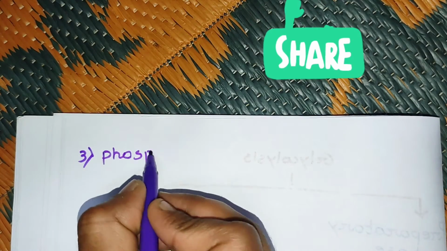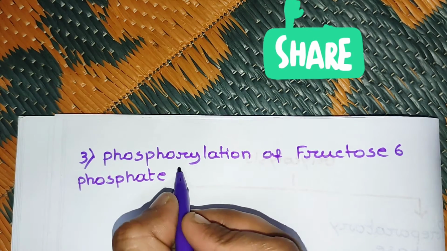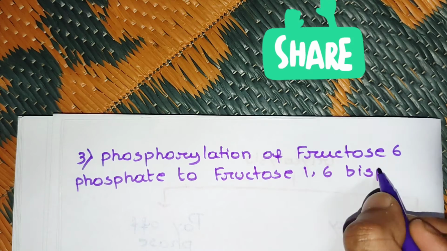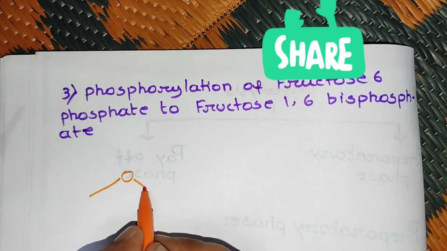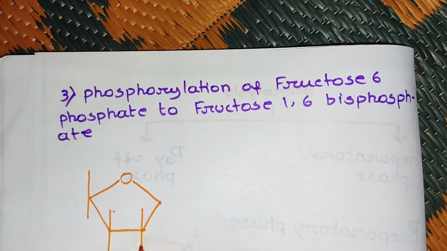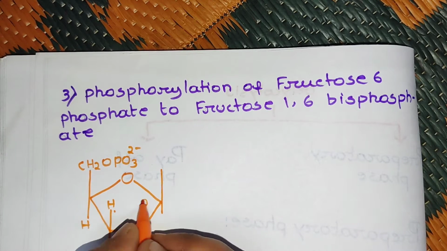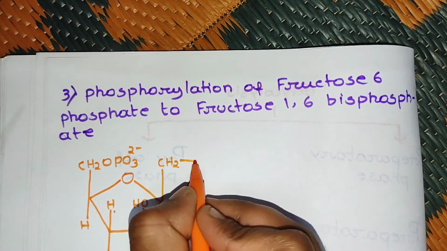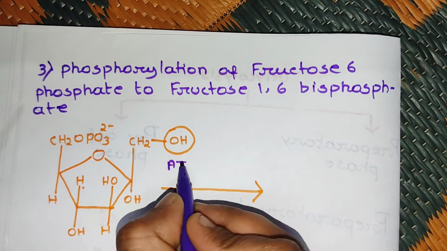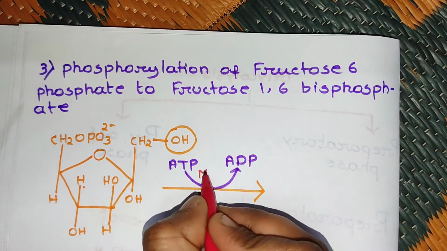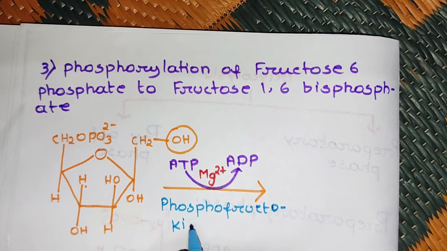Now the third step of glycolysis is very important. That is phosphorylation of fructose 6-phosphate to fructose 1,6-bisphosphate in the presence of the enzyme phosphofructokinase 1. It is a regulatory step of glycolysis, and we already discussed phosphofructokinase 1 in the earlier videos, so please check out the earlier video. This is the structure of fructose 1,6-bisphosphate. As you can see, the 6 carbon is phosphorylated. ATP and Mg2+ are needed in this step. This reaction is catalyzed by phosphofructokinase 1.